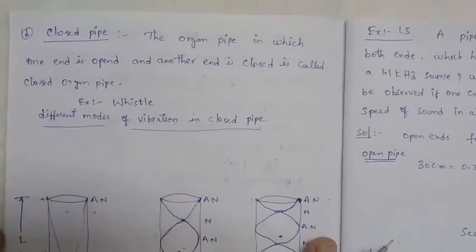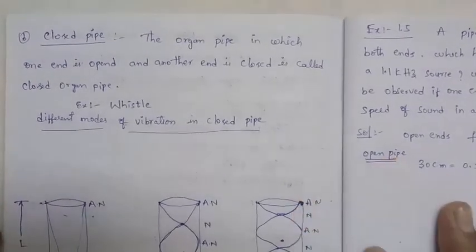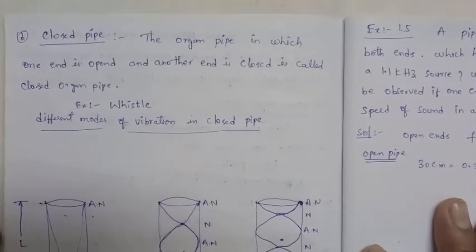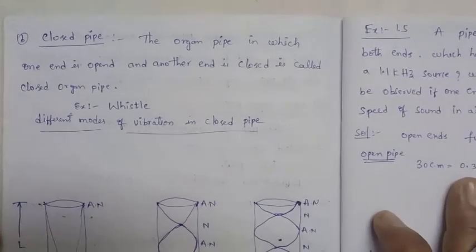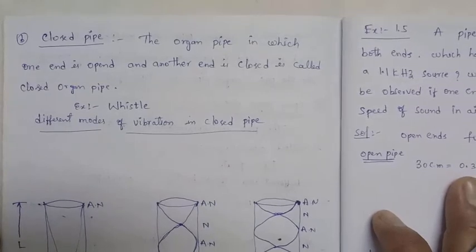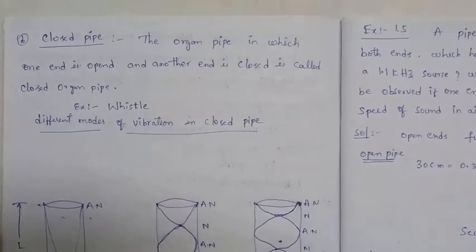And next we will go for the closed pipe. What is a closed pipe? The organ pipe in which one end is open and another end is closed is called a closed organ pipe. Here one end will be open. The best example for that is a whistle. You have already observed it. One end will be open, you can send the air in that, so we are getting the sound.